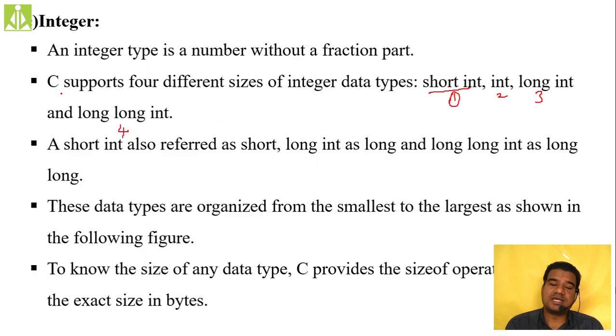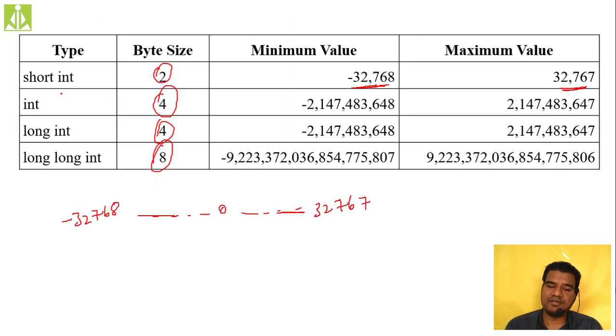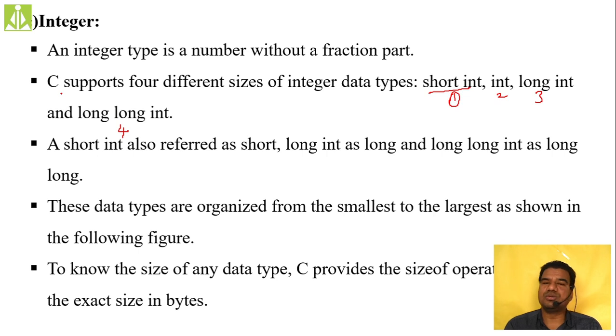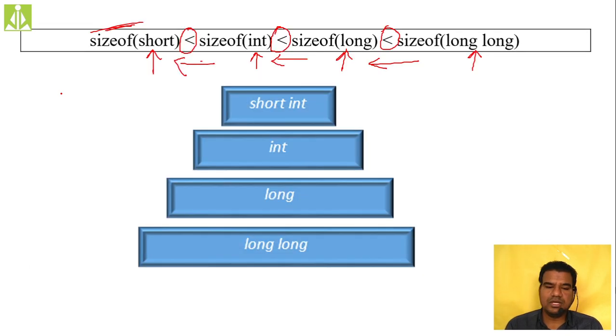As I said, short integer takes 2 bytes, integer takes 4 bytes, long integer 4 bytes, and long long integer 8 bytes. They also have specific ranges of values that you can store in those variables. I have shown this. As the memory increases, the range also increases from short to long.